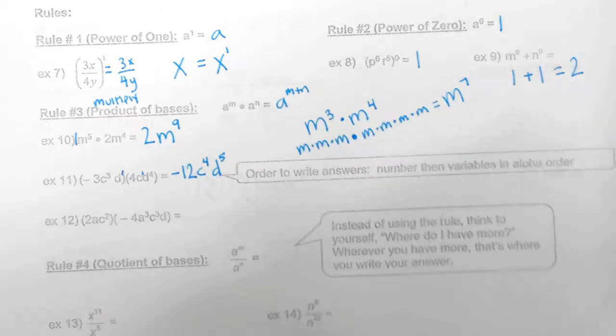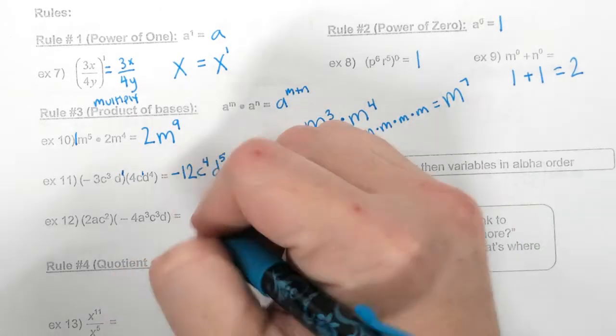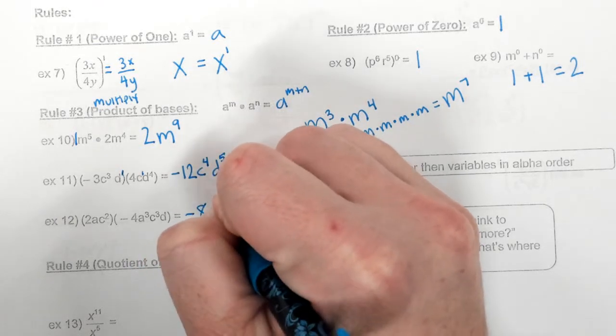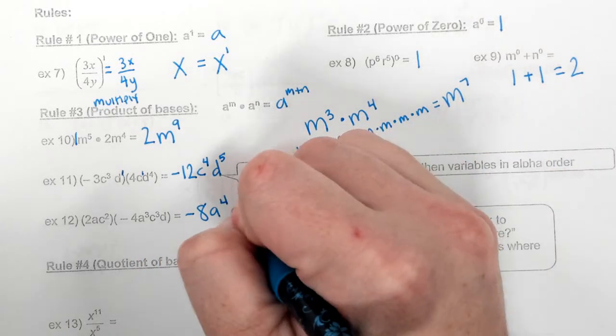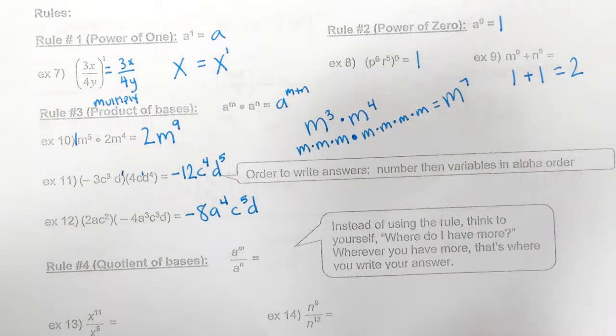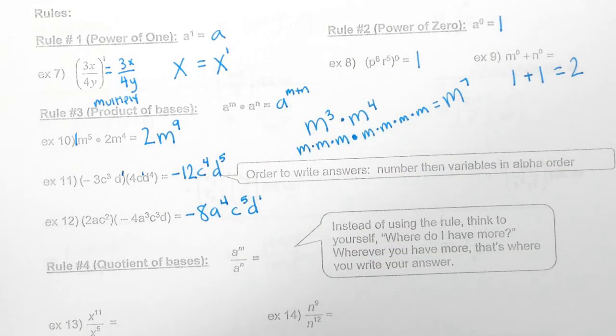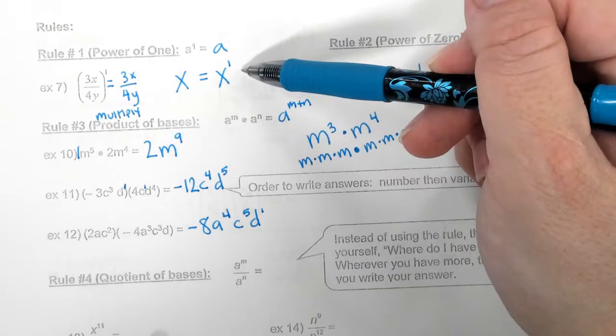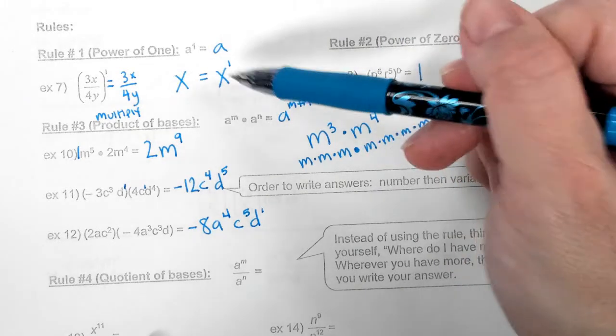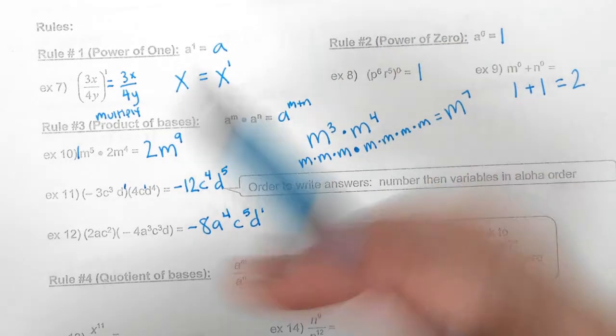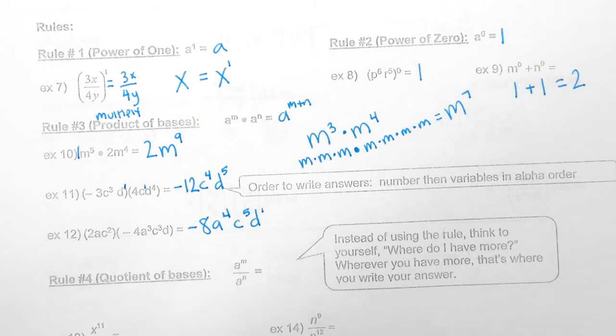Okay, so what do we get? Negative 8. A4. C5. D. Any questions with that? Did you put a 1? Like this? No, that's totally fine. And that goes with that first rule we talked about, power of 1. Same thing. Any questions with those 3 rules? Okay, cool. Let's keep going.